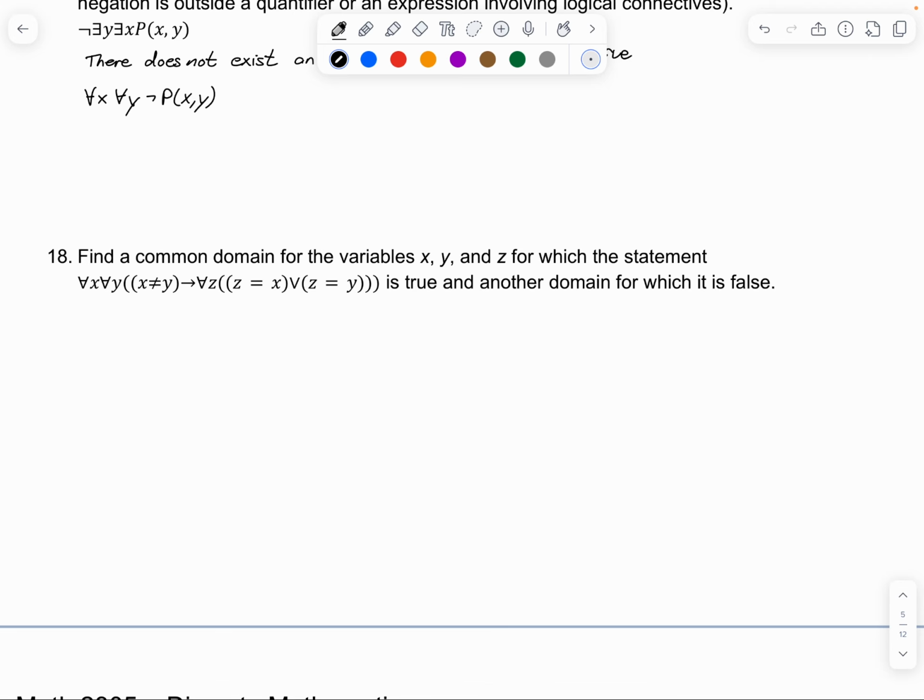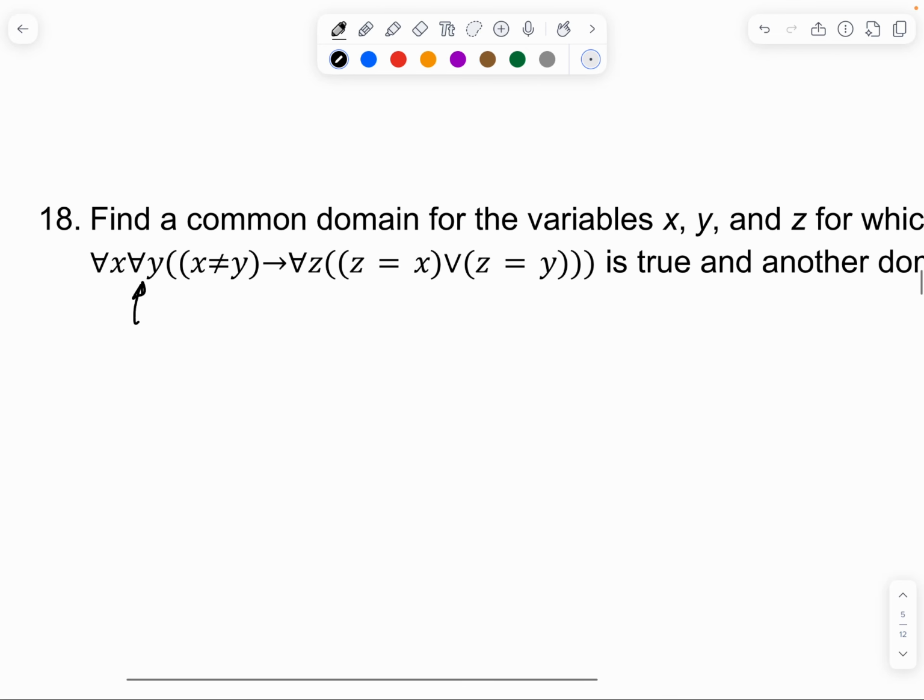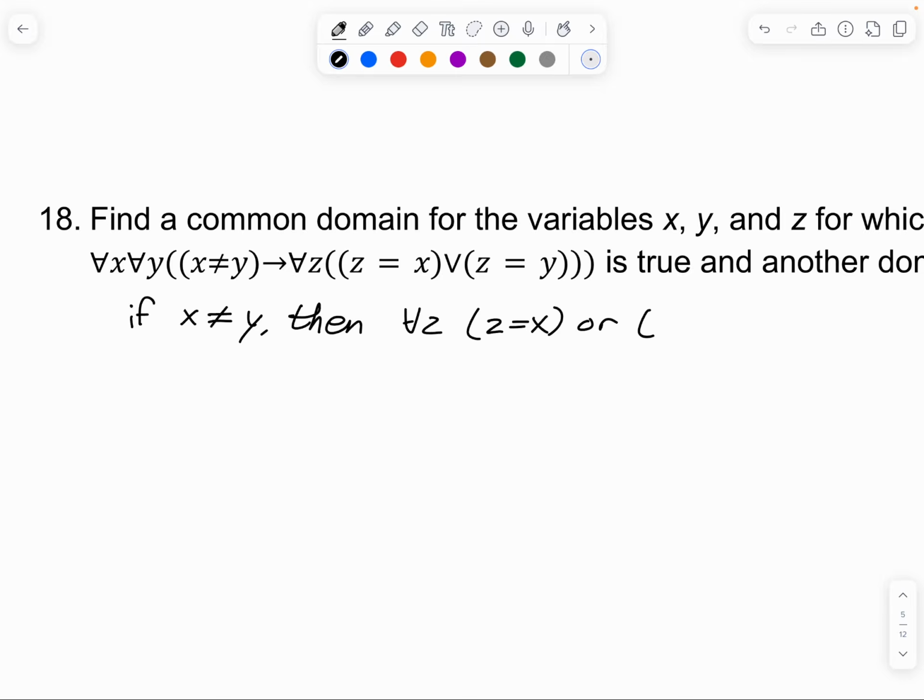I'll briefly look at 18. So first I want to read this statement. It says, find a common domain for x, y, and z that makes this statement true and another that makes it false. Okay, so it says for any x and any y, they have to come from the domain. If they are not equal to each other, then pick any z and z equals either x or y. So if x and y are not equal, then any z in the domain either equals x or it equals y.